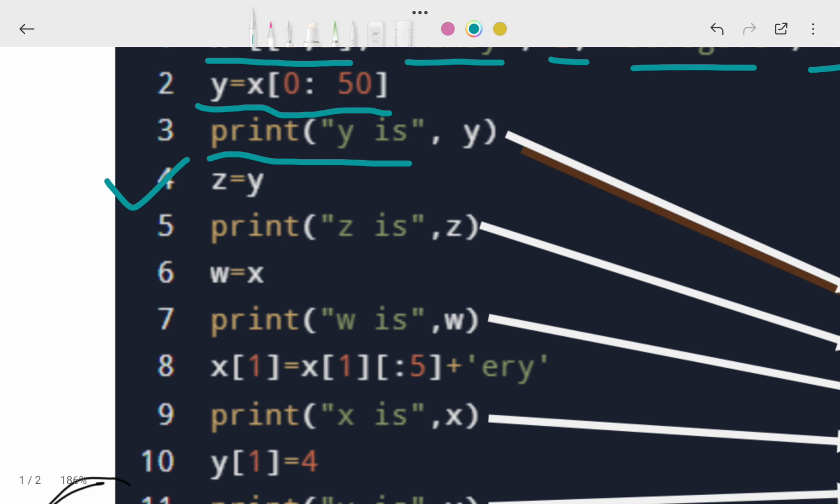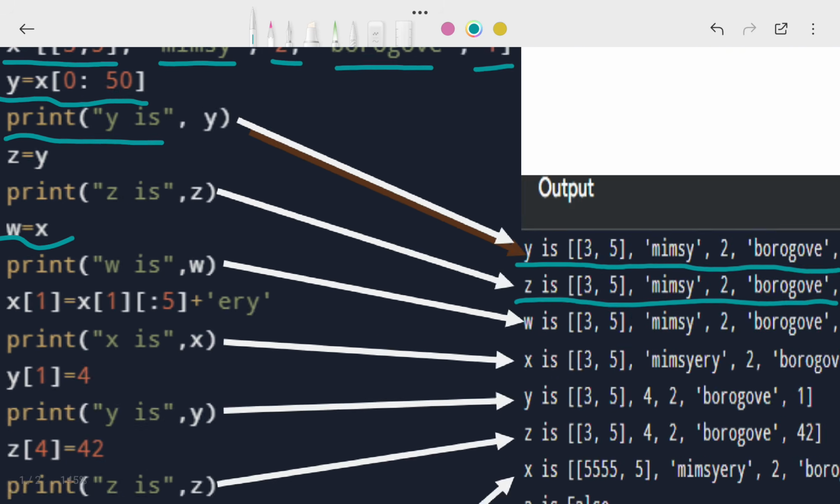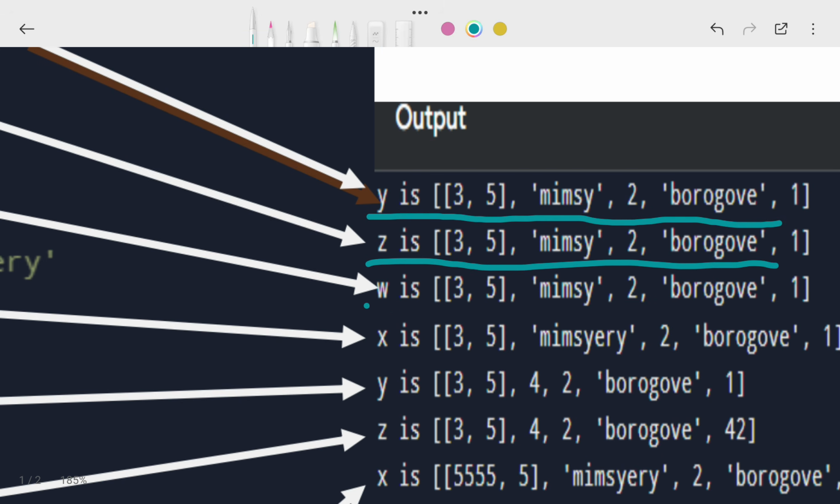Third one, he has written w is equal to x. So now w is referencing x. Again, if you print the values of y and w, the values are also the same, you can see. Okay, now next.